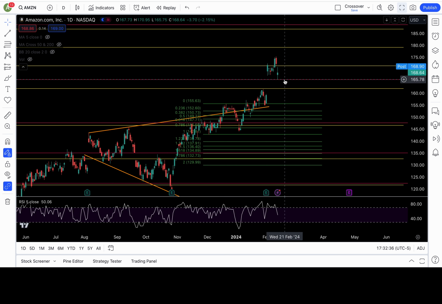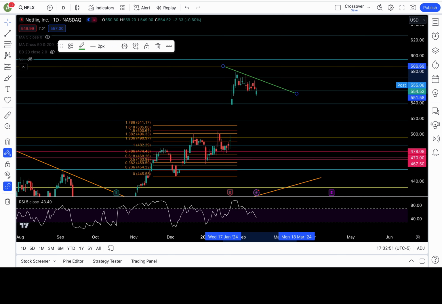Now, if we drop below 165.7, it is very bearish, guys. 162, 160, maybe 159 is a gap fill, actually. And then maybe we could drop back down to 155. It's going to get real bearish if we lose the 165.7 level.